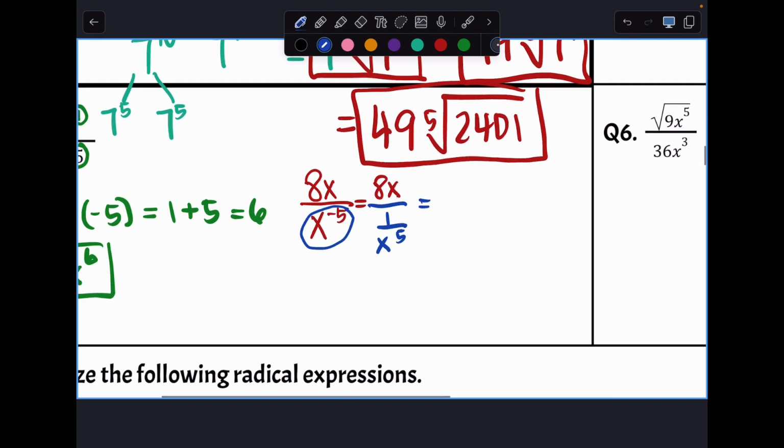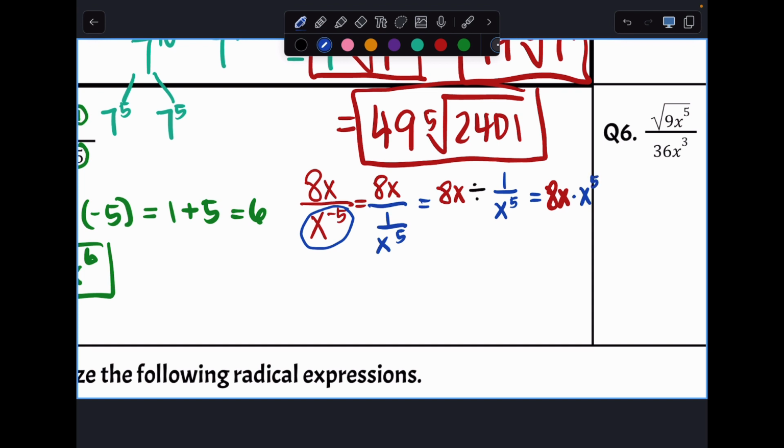This is last unit, come on. Keep the first one, and then we divide by 1 over x to the 5th. What do we do now? We flip this, right? And where does the x to the 5th end up? On top. So this would become 8x times x to the 5th power.